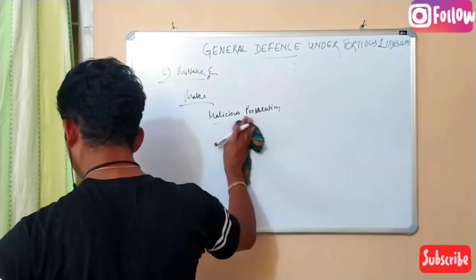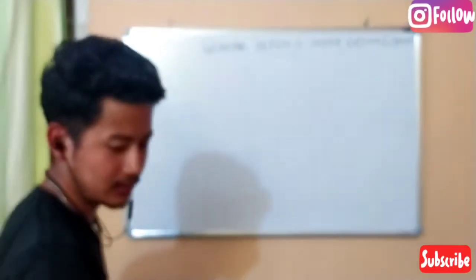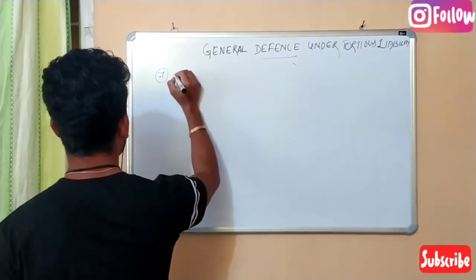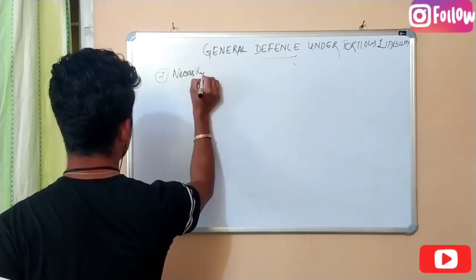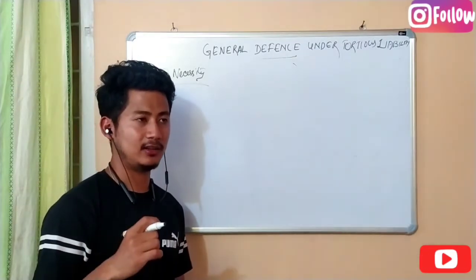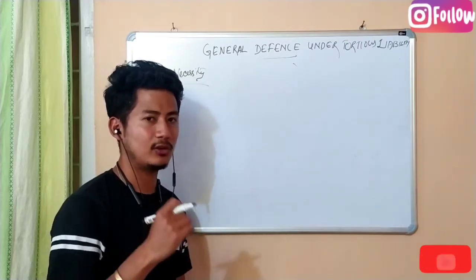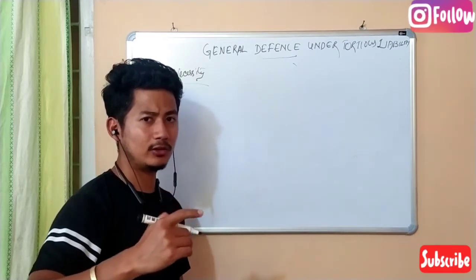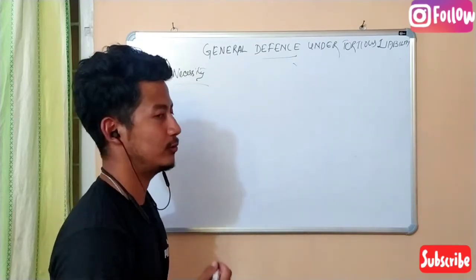And so another general defense, that is necessity. Okay, necessity. So what is necessity? Okay, so necessity is like when you do a certain act, and it causes harm to the plaintiff, and you did it in order to prevent a greater evil, a greater wrong which was supposed to happen.